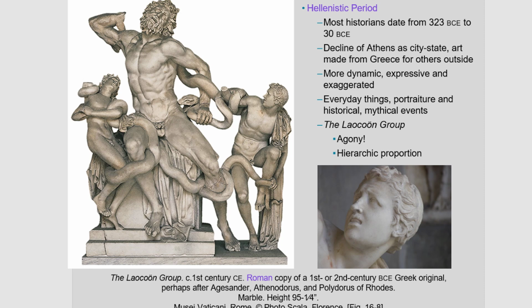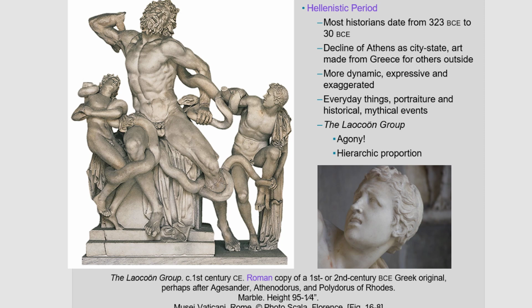After the classical period, we move on to the Hellenistic period, which most historians date from 323 BCE to 30 BCE. This sees the decline of Athens as a city-state. Art that's made from Greece is actually made for others outside of Greece. So Macedonia, etc., the areas that have beaten Greece at war are in power, but Greeks are still making art.